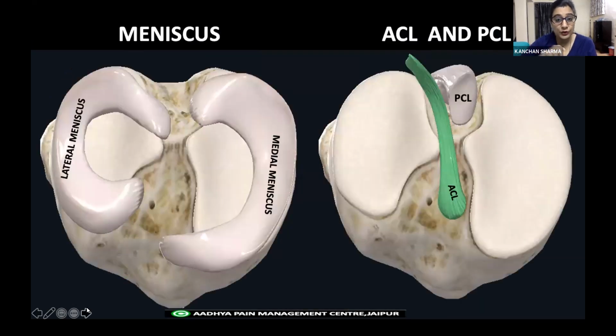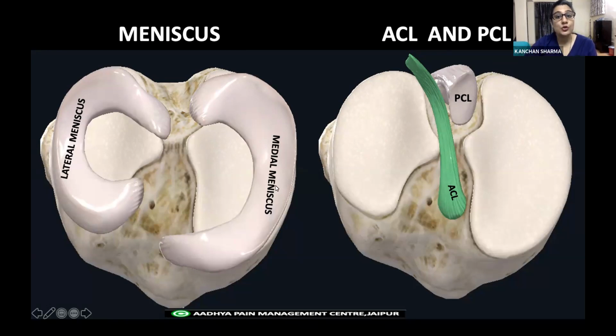Then I have told you that this joint, because one surface is convex and the other one is flat, is an unstable joint. Now, to increase the stability, what all do we have? This is the medial meniscus. This is the lateral meniscus. What are they? They are fibrocartilaginous structures. Like I have shown you when we were talking about the shoulder joint, we have the labrum there. So here we have the medial meniscus.